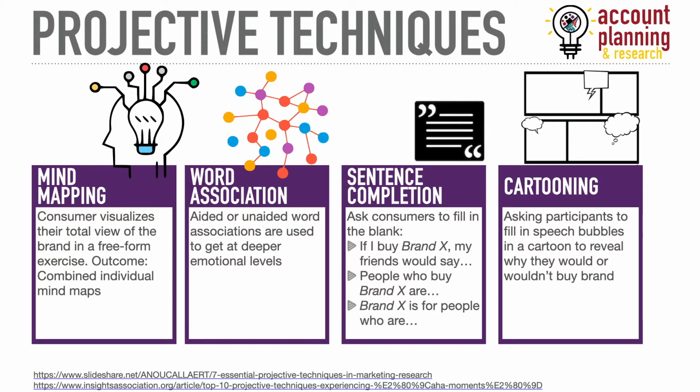We also have word associations, where we try to get them to link the brand to particular words and how they feel about the particular brand. We have sentence completion, asking them something like, if I buy brand X, my friends would say this, or people who buy brand X are like this. There's also cartooning, where you give them a blank template of a cartoon and ask them to fill in the bubbles and try and reflect on what the brand means to them.